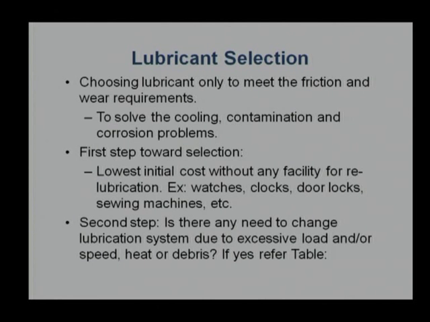Typical examples of this kind of application are watches. We know that if the lubricant cost is very high, we will not be able to use it in watches, clocks, door locks, the cheap components. In a sewing machine, we do not require re-lubrication frequently. For a door lock, we do not re-lubricate unless some sort of corrosion happens because of the environment. So, think about the cost, try to avoid re-lubrication, try to keep minimum cost. That is the first step.